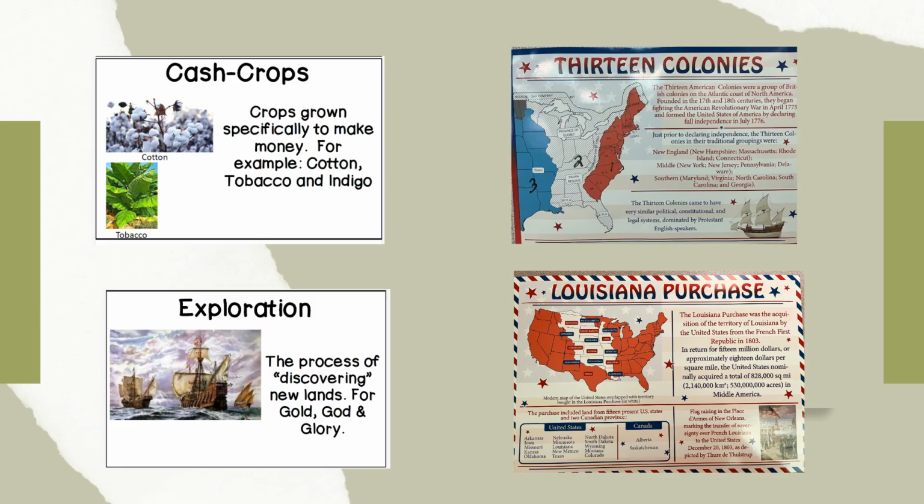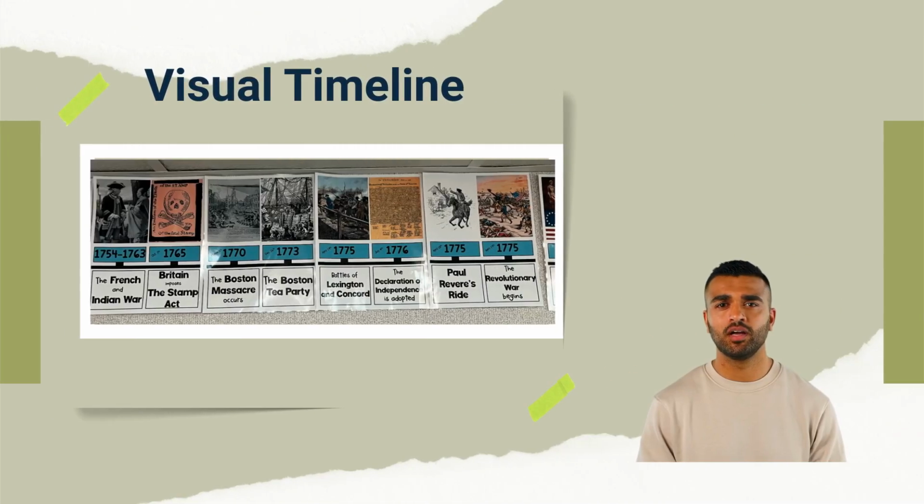Here are examples from the word wall and geography posters I used. Notice the student-friendly definitions along with the visual representations. I also displayed a visual timeline on the wall to help students stay anchored in the time frame as we move forward or even backward for a review.